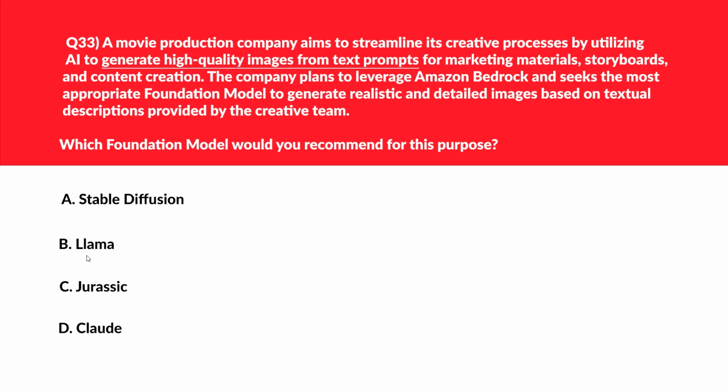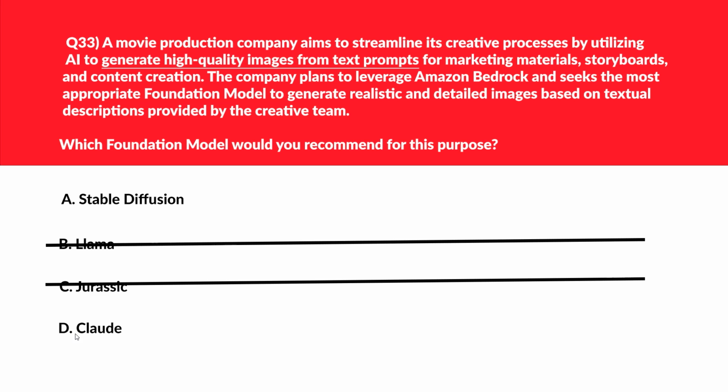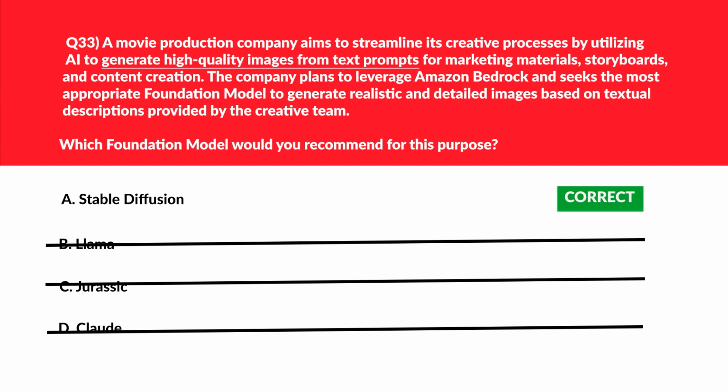Let's move to option B. B says Llama. Llama is not specifically designed for image generation. We'll eliminate this. Let's move to option C. C says Jurassic. Jurassic is not focused on image generation. Let's eliminate this as well. Last option left is Claude. Claude is not tailored for generating images from text prompts as required by the question. So we'll reject option D as well. We are left out with stable diffusion, and it is the correct answer.